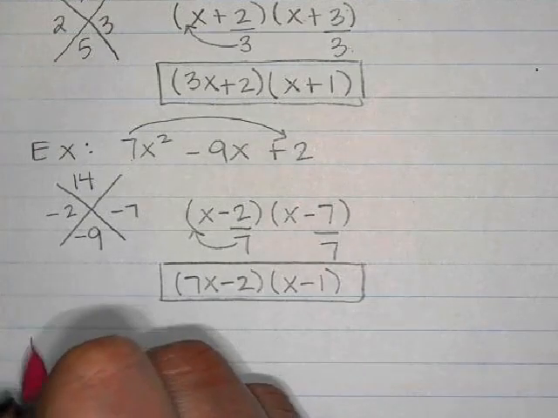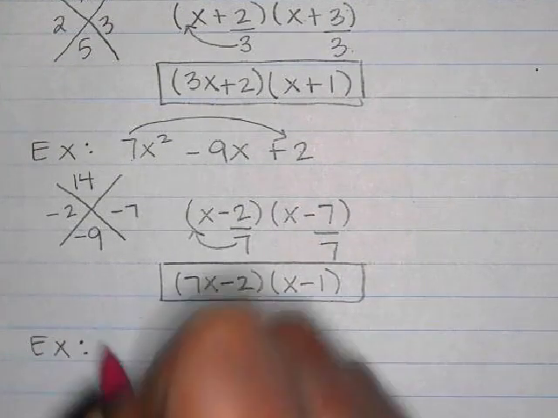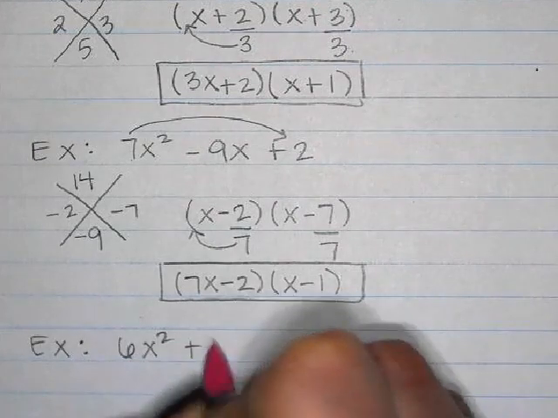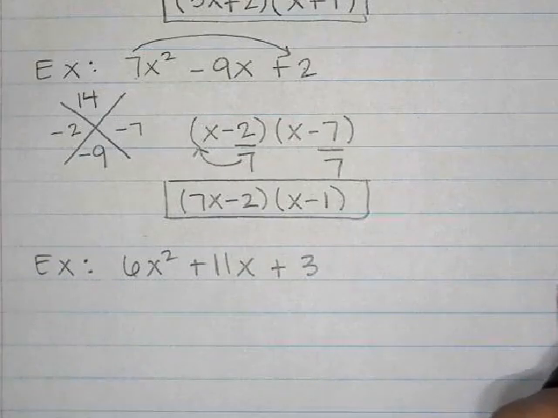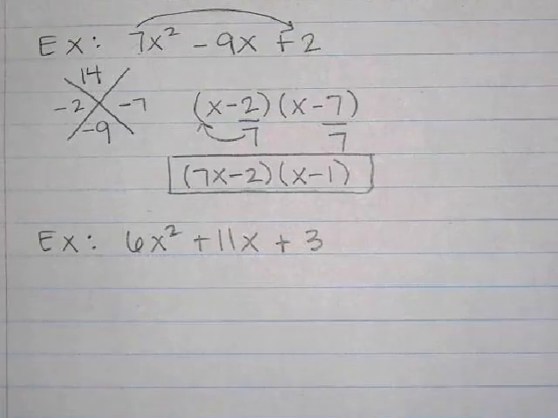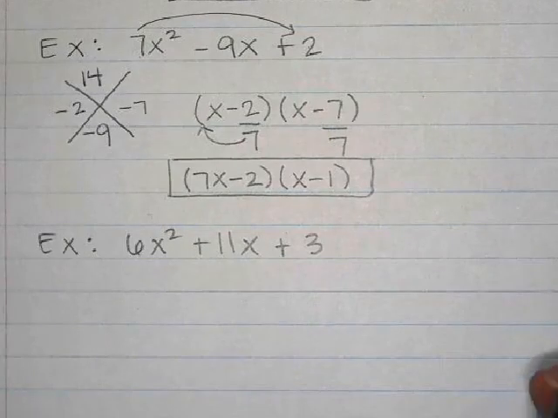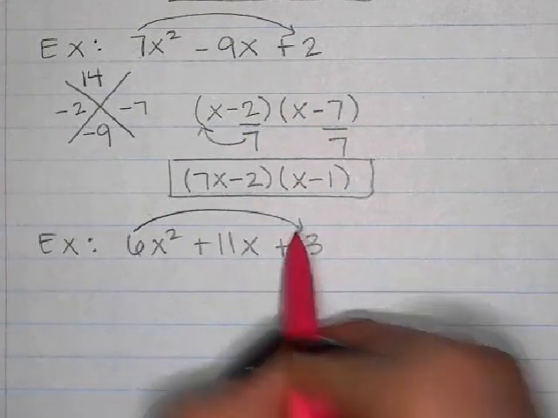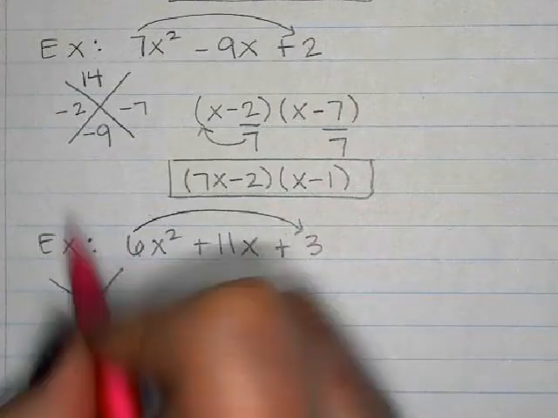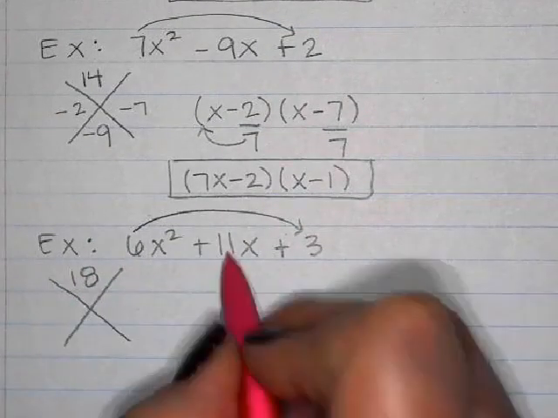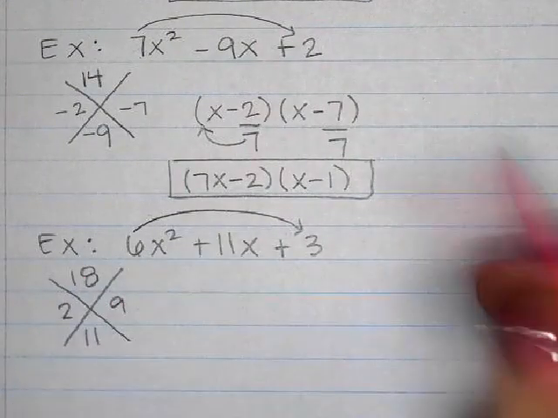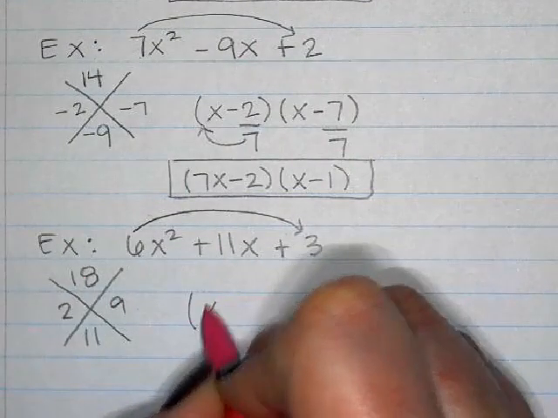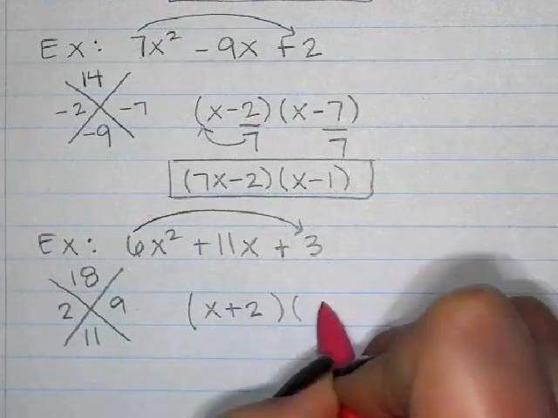Okay, for this one, we're going to have 6x squared plus 11x plus 3. All right, so tell me what to do first. Slide. So 6 times 3 is 18. So we're looking for two numbers that multiply to 18 but add to 11. 2 and 9. Okay, so I'm going to say x plus 2, x plus 9.